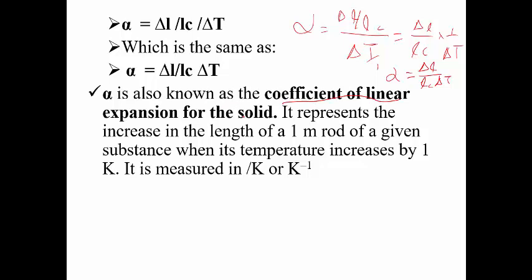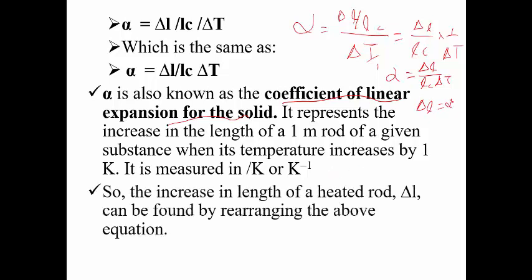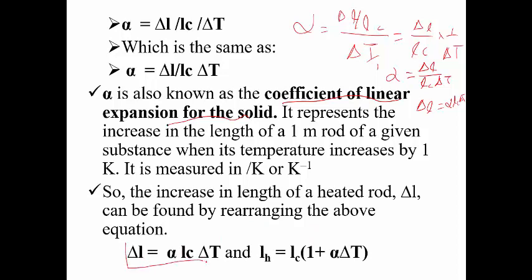The coefficient of linear expansion for a solid is represented per Kelvin. If you cross-multiply, change in L becomes alpha times LC times change in temperature. So the increase in length, change in L, becomes alpha LC times change in T. Therefore, how much the rod has increased is calculated by this equation.